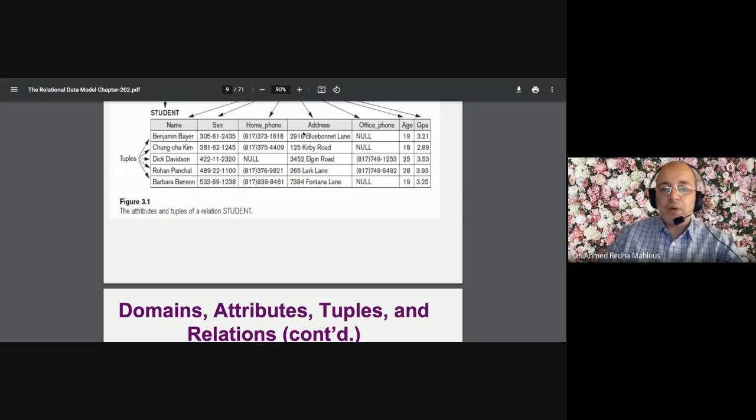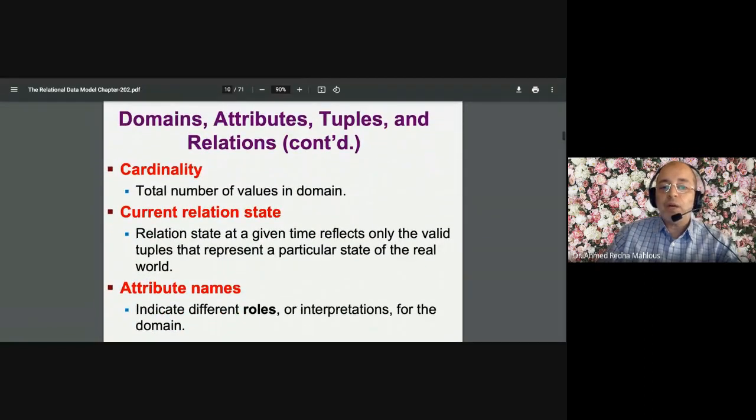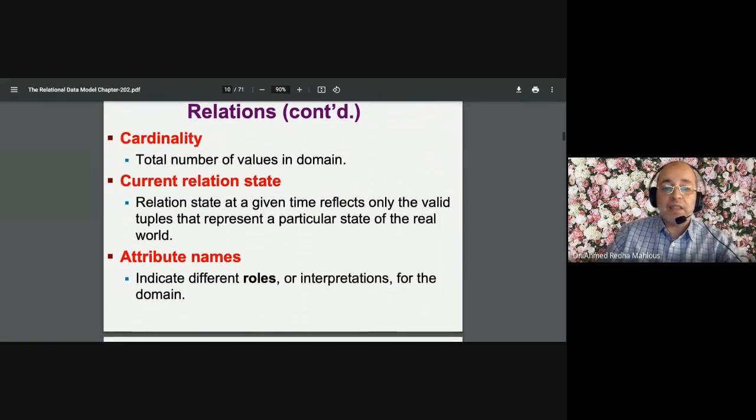And this means the state of our database right now, the state of the student relation or student table is what you are seeing here. That means actually these are the values. I do have 1, 2, 3, 4, 5 tuples, we have 5 rows, and these are the different values for each tuple. So this is our current relation state at this time.